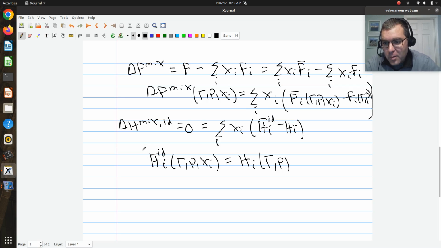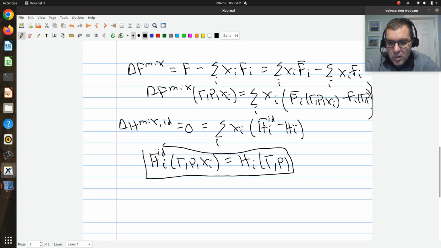That's just my pure component value, so I need not label it. So we find that the partial molar enthalpy of component i in an ideal solution is just equal to its pure component value at the same temperature and pressure. Cool. All right, looks like the result from an ideal gas.